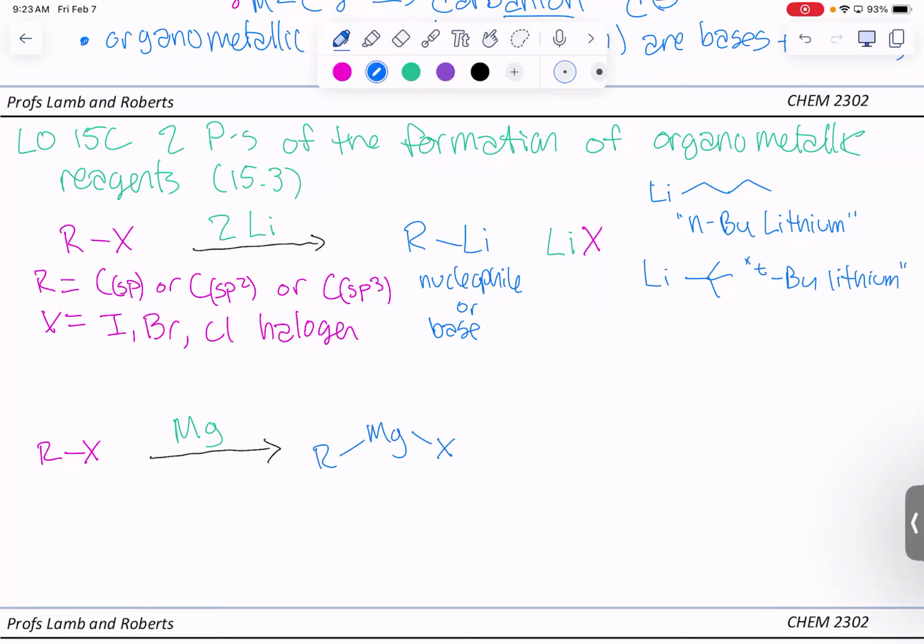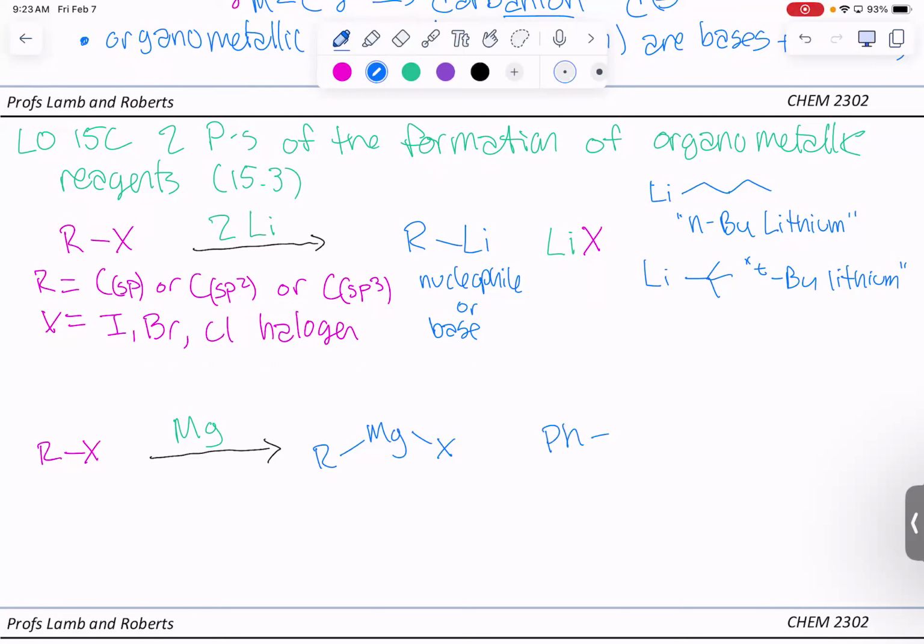So lithium is in that first column of the periodic table. And we see that it would just have a 1+ charge, but magnesium would have a 2+ charge. So essentially what we've done here is we've just balanced our charges out, with R being a carbanion, so negative charge, and X being a negatively charged ion as well.